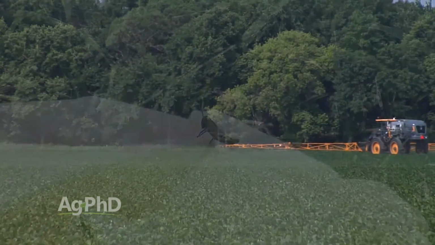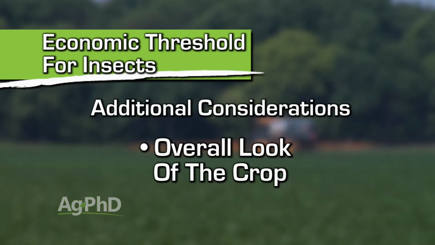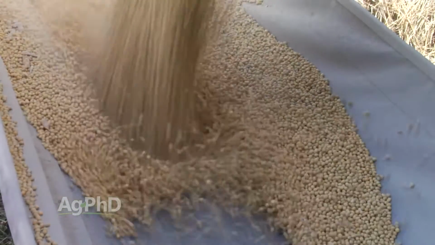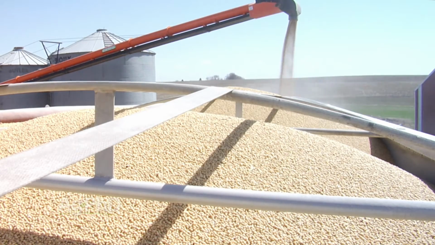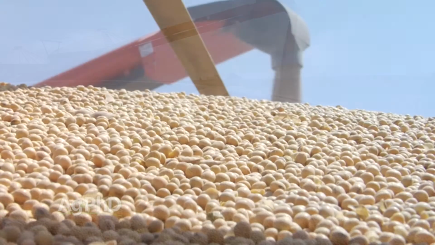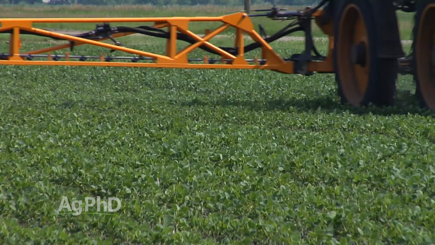One other thing that we take a look at, in addition to just the economics, is the overall look of the crop. For example, let's say that I was raising soybeans for seed. So these soybeans would be cleaned and put into bags and sold to farmers next year. Well, I want to make sure that those soybeans look phenomenal. So even though I might not have reached an economic threshold in terms of bushels per acre loss and dollars per acre loss, I may have reached my own threshold because I just don't want those beans to look bad. There are a few bugs out there. I'm going to go get them under control.